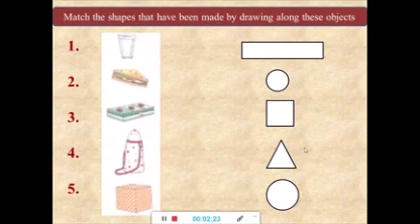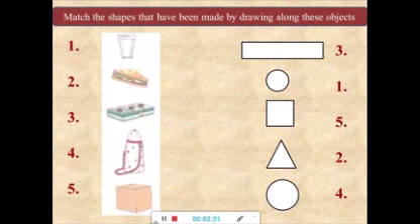1, 2, 3, start. The first one. Yes, the first is a circle, second is a triangle, third is a rectangle, fourth is a circle, and fifth is a square, sorry, a cube. When you keep a cube, you get a square.